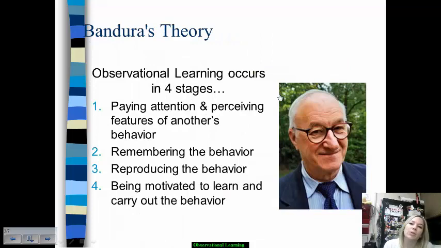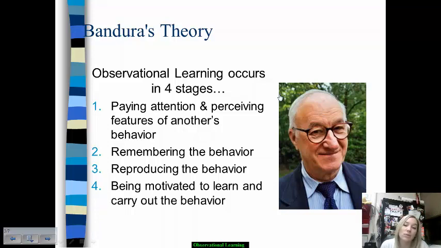So Albert Bandura is the guy that, as I said, pioneers this research. And according to him and his theories, observational learning happens in 4 distinct stages. The first is that you pay attention and you basically take a look at and perceive aspects of another person's behavior. So this is where you are very much in that observational stage of watch and take in what's happening. The second stage is remembering that behavior, okay, keeping it in mind when it comes to various different scenarios you find yourself in.